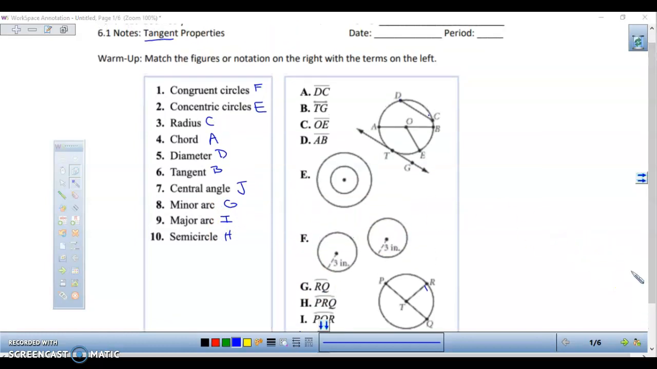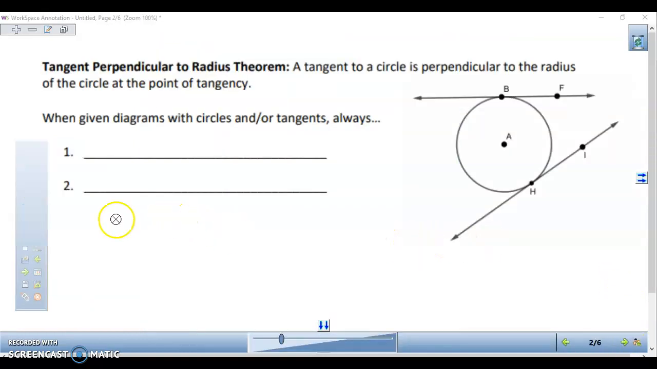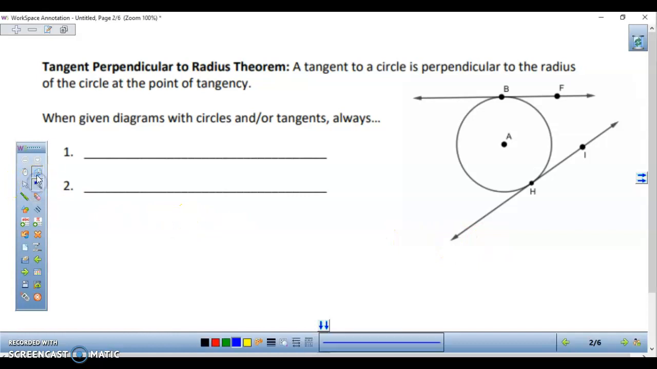Do you remember the vocabulary? Pretty important that you know the circle vocabulary. All right, so now that we remember the vocabulary, let's go forward. We'll talk about some properties or theorems that are true about tangents.